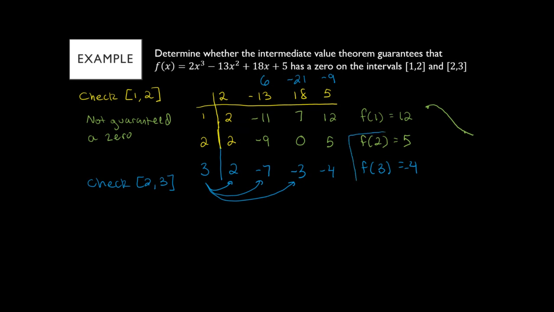And now here we did change signs. We went from 5 down to -4. Let me rewrite that so it doesn't look like the equal sign. So we had to have crossed 0 to go from 5 to -4, which means that yes, there is a 0 in between there. We are guaranteed a 0.